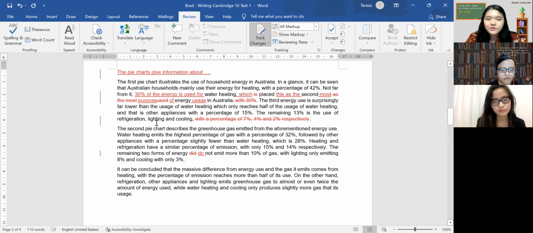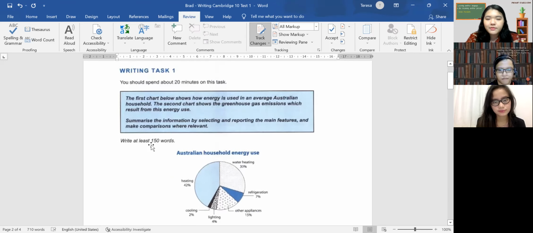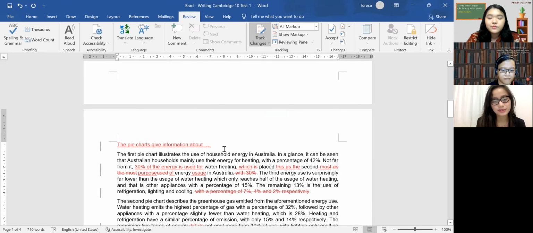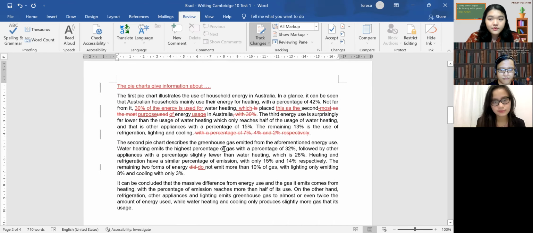Because in the other ones, you use present tense, right? And we don't have any time frame here. We don't have any time or year. So we usually assume that it's in the present. We use the present tense for that. So this should be "do not emit."